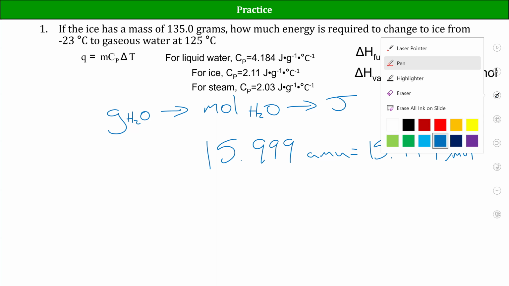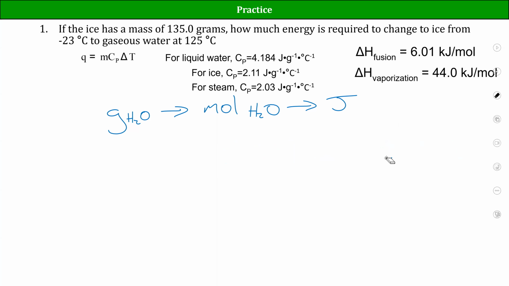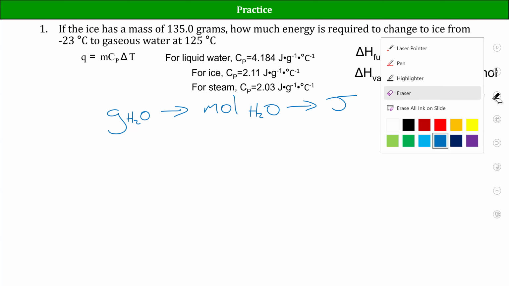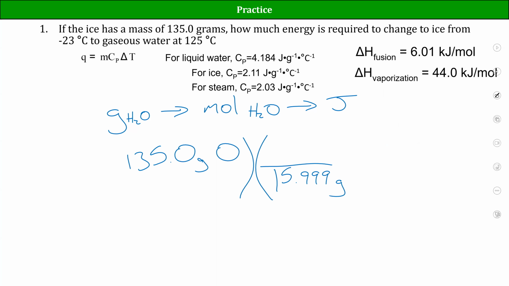So if we wanted to look at how many moles of oxygen are in 135 grams, we could just say, okay, well, if I have 135.0 grams of oxygen, every 15.999 grams of oxygen is 1 mole of oxygen. Right, those atomic masses are conversions.